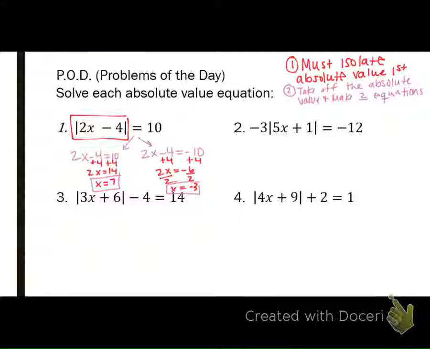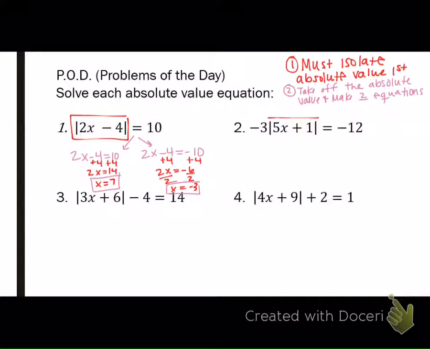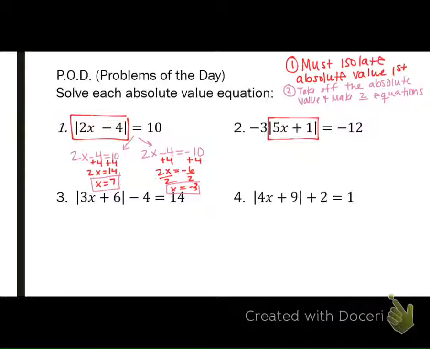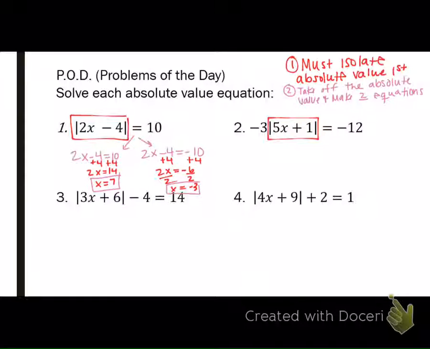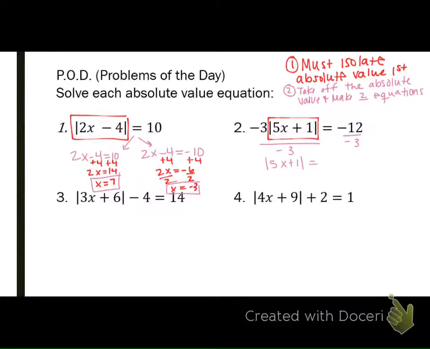The next one there. What do we have to do before we can decide this is no solution? Because this is not no solution right now. Jayla, what do we need to do first? How do you do that? Being multiplied. There you go. Guys, you do not distribute into an absolute value. Do not distribute into an absolute value.